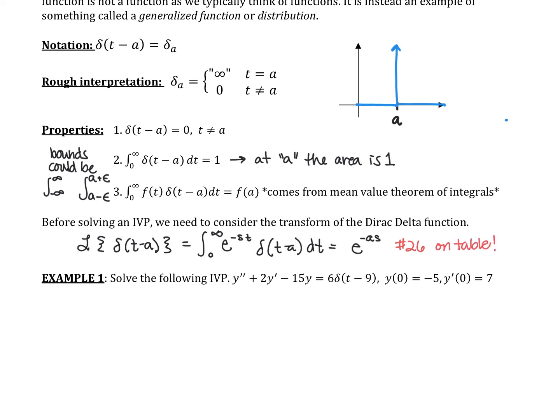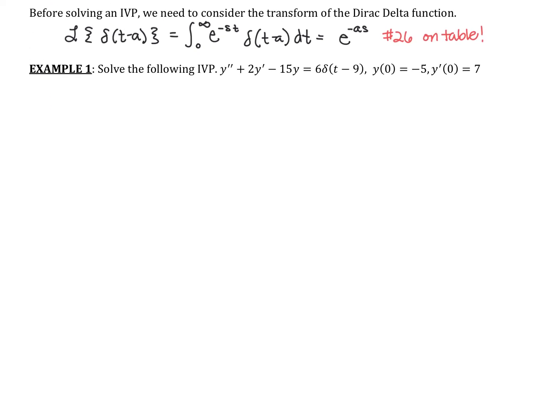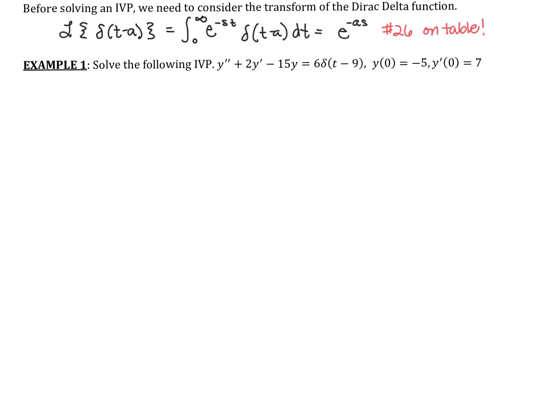Okay, so let's take a look at an example of what this looks like. And these are fairly involved examples, just so you can be prepared to write small-ish on this example. So this says solve the following, I'm going to leave that formula up there, solve the following initial value problem, y double prime plus 2y prime minus 15y equals 6 times that Dirac delta function of t minus 9. y of 0 equals negative 5, y prime of 0 equals 7.